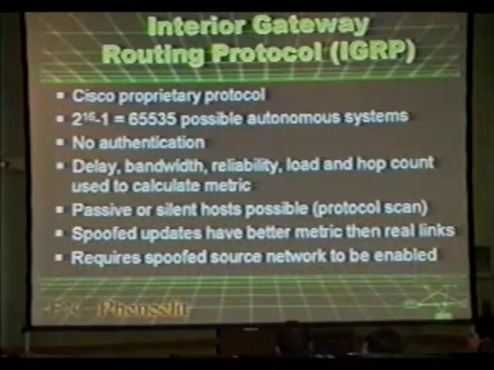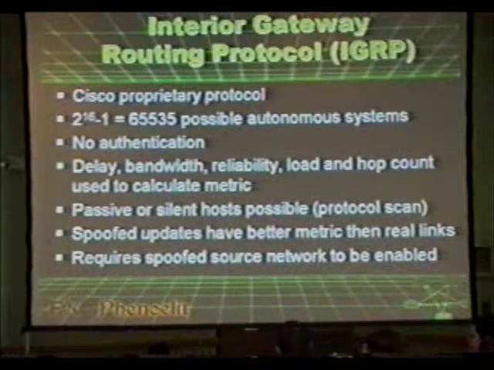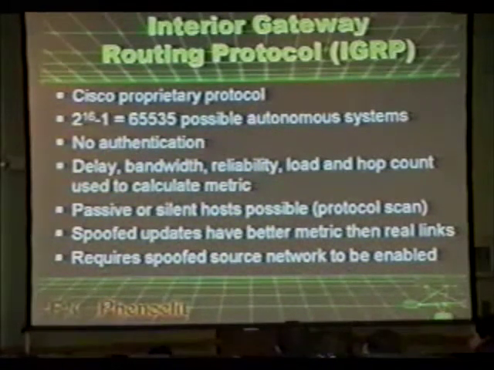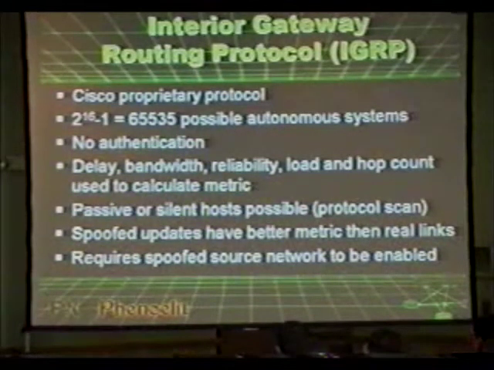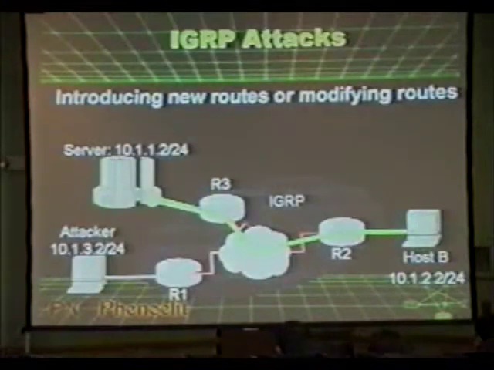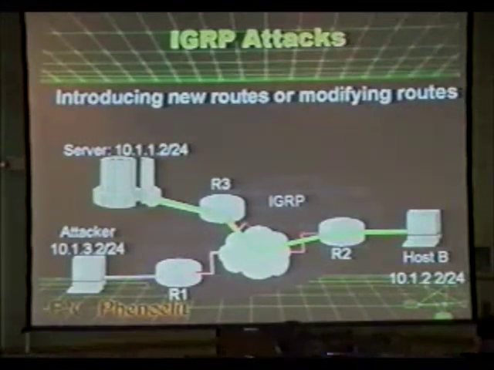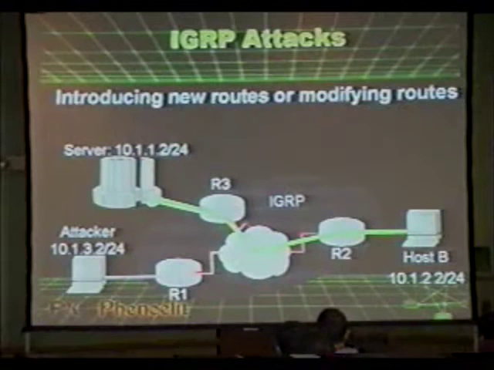Why? Because you can choose your link however you want, and you can easily compete with the real-world stuff. But keep in mind that your sender network, whatever you select as your sender network, has to be enabled as a possible source for route updates. So how does it look? We could introduce new routes or modify existing ones.